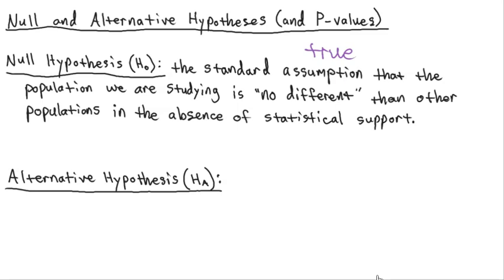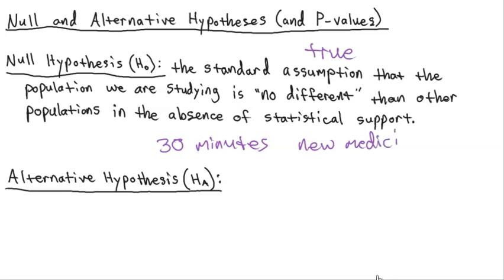So up until we do actual statistical analysis, our assumption is going to be that the null hypothesis is true. And what is the null hypothesis? The null hypothesis is the assumption that the population that we're studying is no different than other populations. So when we talk about the headache medicine, if most headache medicines make headaches go away in 30 minutes, then what should we assume in the absence of statistical support? What should we assume about the new medicine?